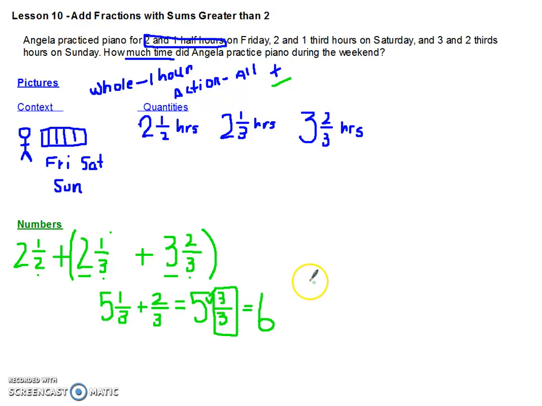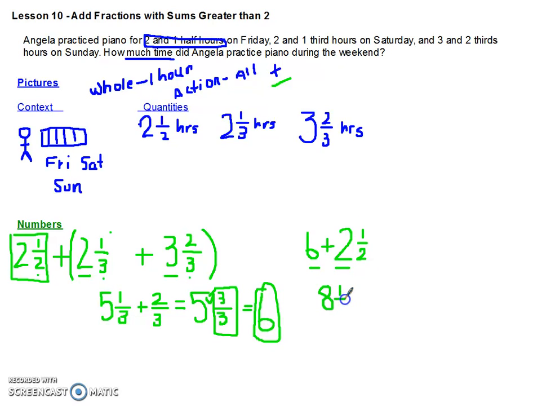Now I'm going to take this 6 and I need to add it to my 2 1/2 here. So I would have 6 plus 2 1/2. And this is easy. We don't have a fraction here, so I'm just going to add my whole numbers, which is 6 plus 2 is 8. And then I have my 1/2. So our answer in words would be Angela practiced 8 1/2 hours over the weekend.